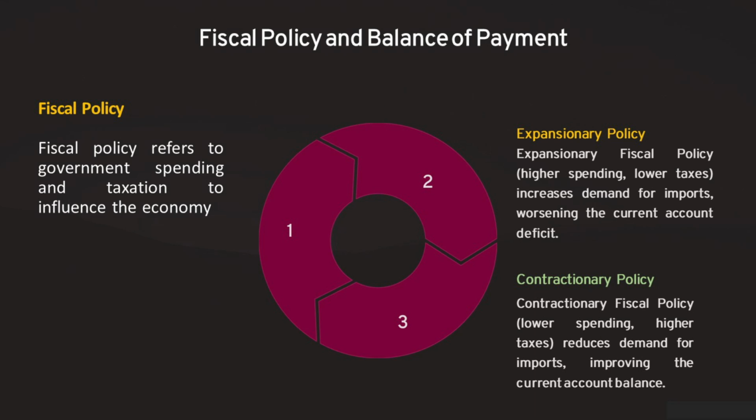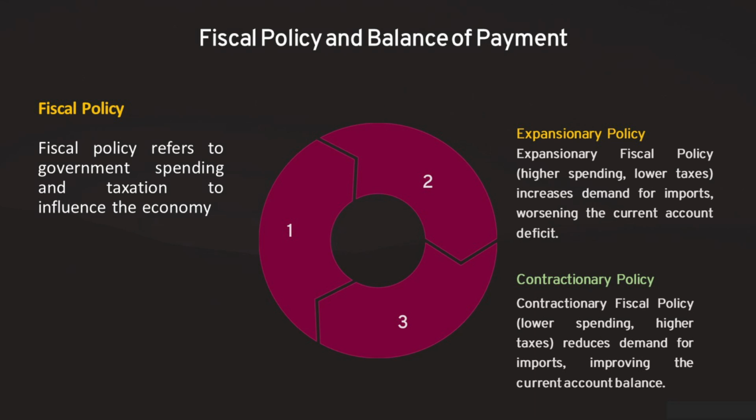Fiscal policy basically refers to government spending and taxation used to influence the economy. In other words, it is the difference between the spending of the government and the taxation collected from different sources. If there is a mismatch between taxation and spending, that means revenue and expenditure, then the government takes some kind of borrowings. All these activities have an impact on the balance of payment position of a country.